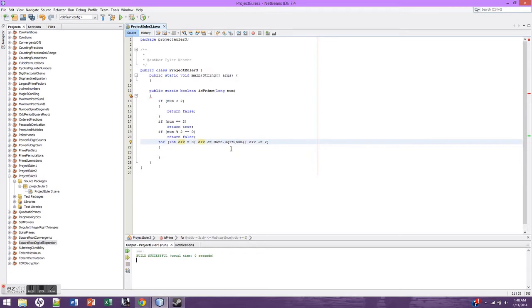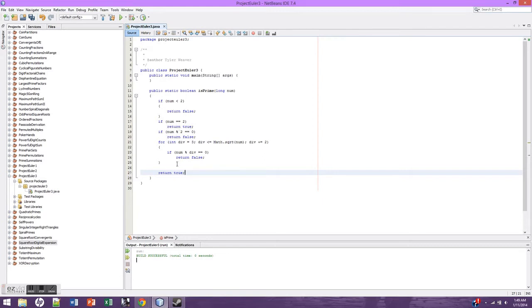So if num mod divisor equals 0, return false. And down here, return true. We can do this because once it reaches here, it will automatically leave the method. So we don't need to say else or anything.